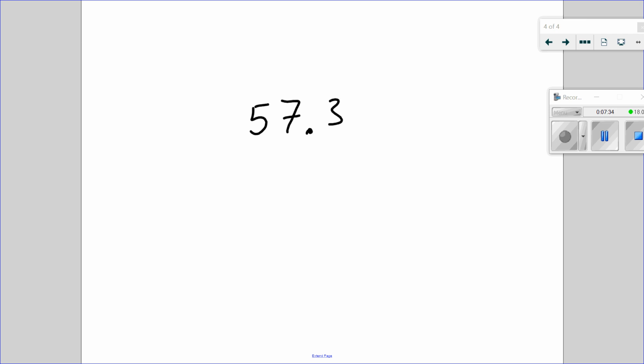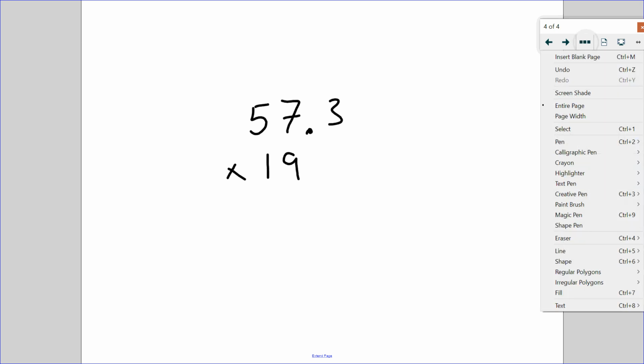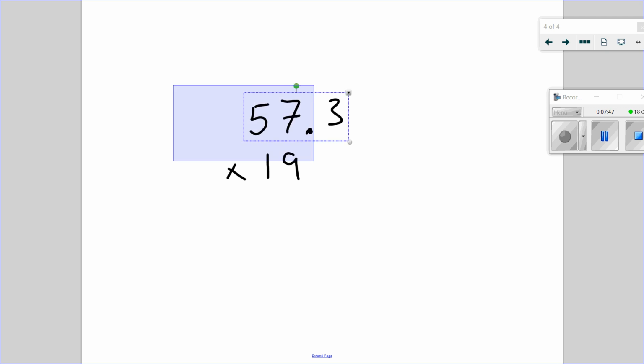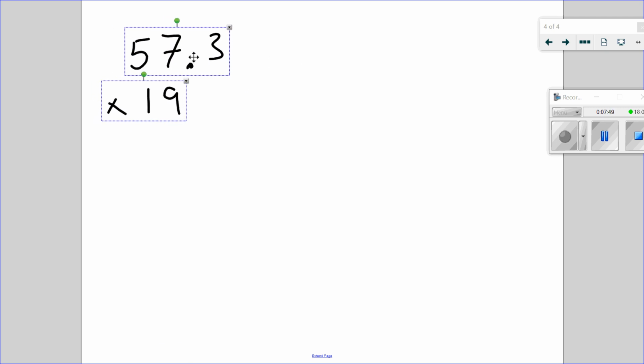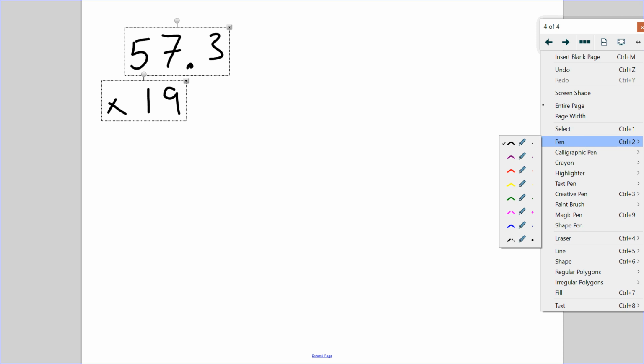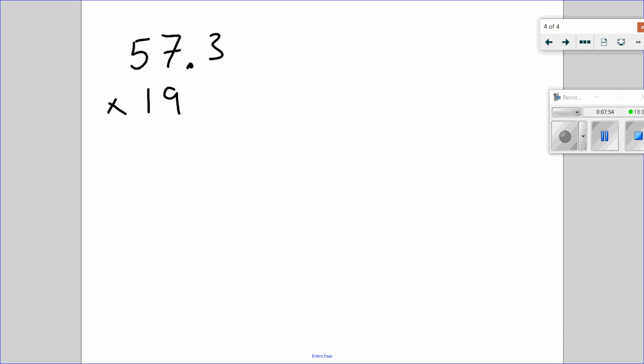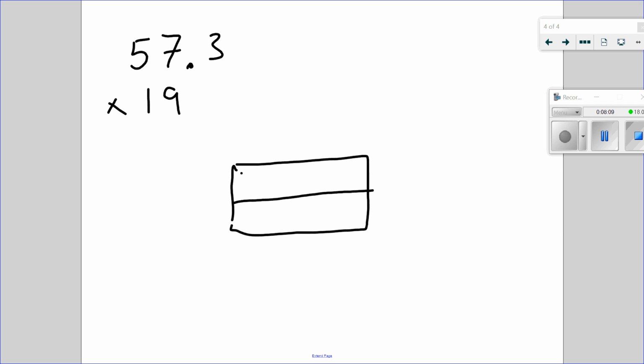times 19. Why not? Now for this, I'm going to move this out of the way for a second here. All right. So for this, I've got a 3-digit number times a 2-digit number, essentially. But I am going to need to keep track of this decimal while I solve it. I'm going to draw the lattice box the exact same way I would for a 3-digit by 2-digit number, leaving room for 2 numbers on the side and 3 on top.